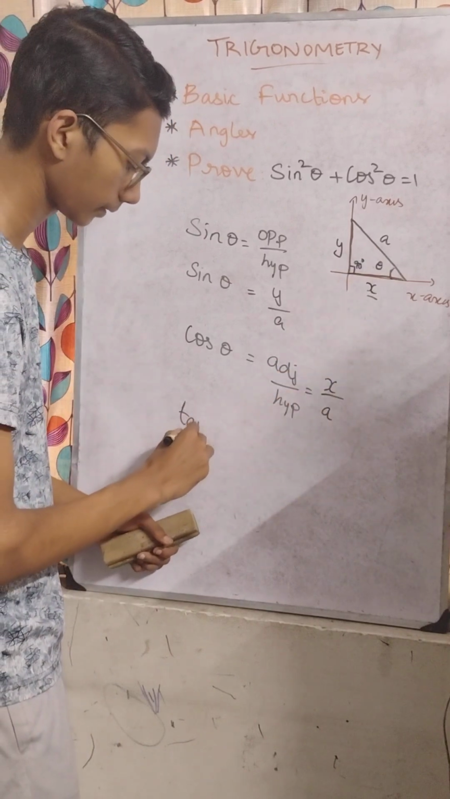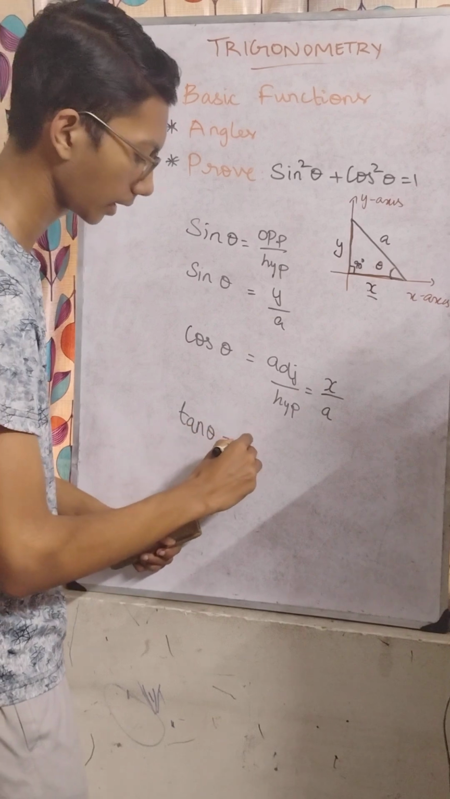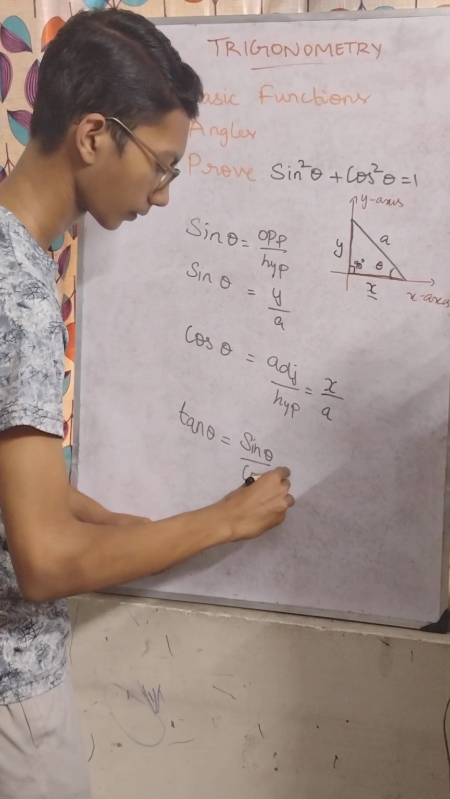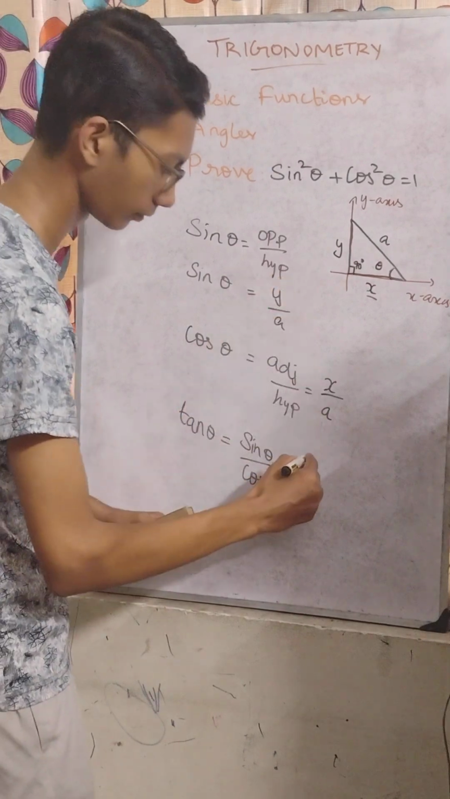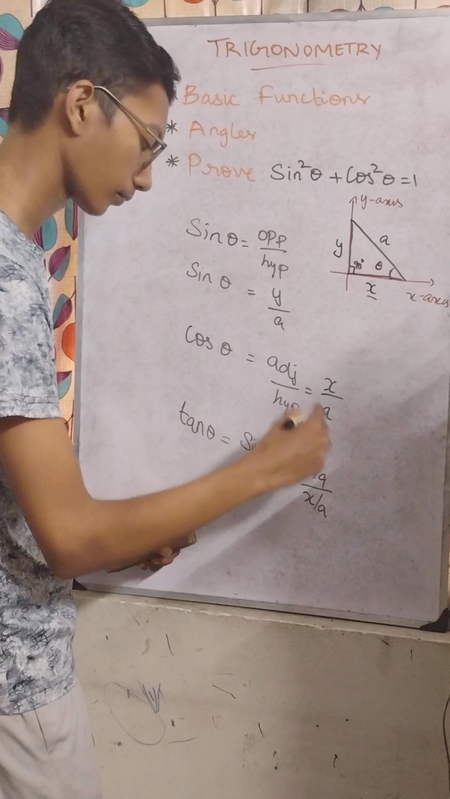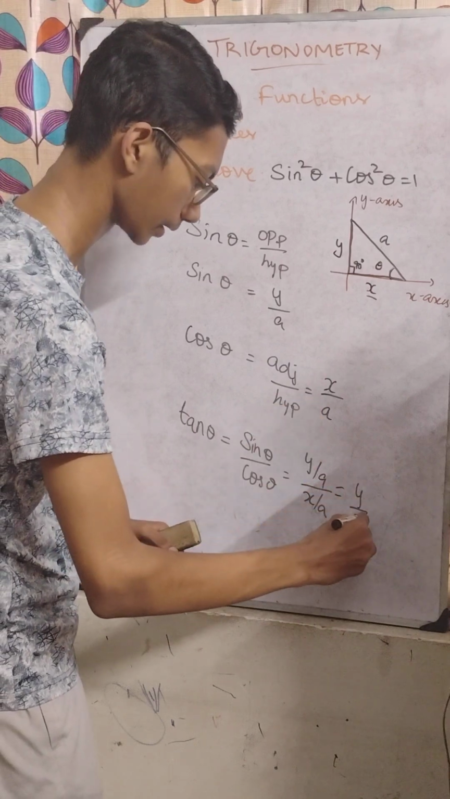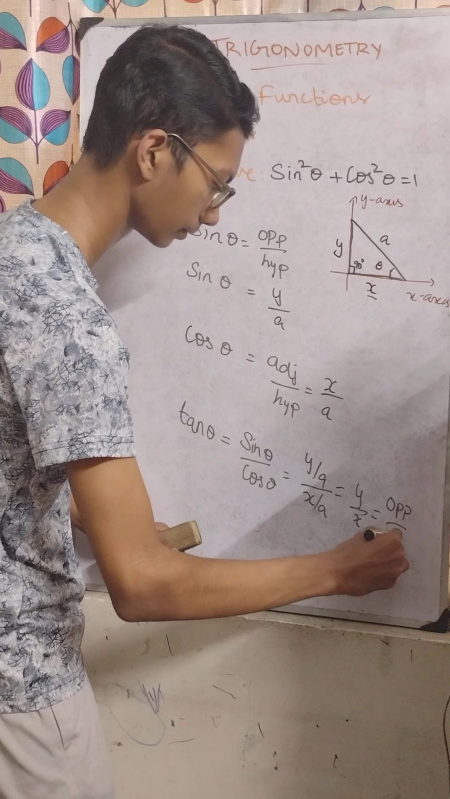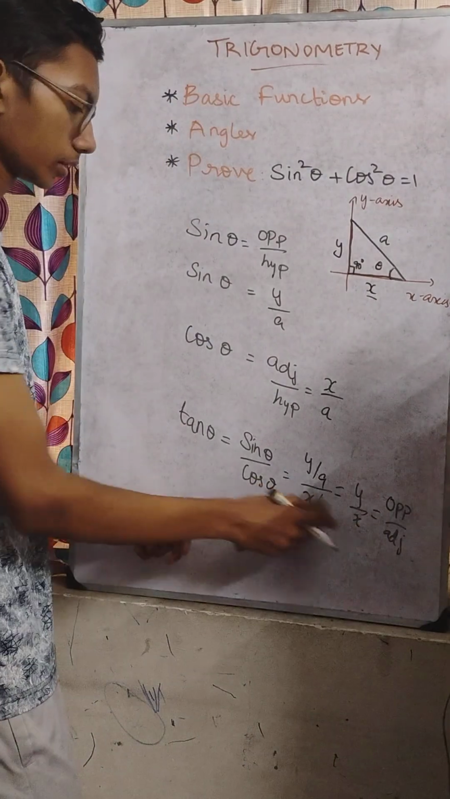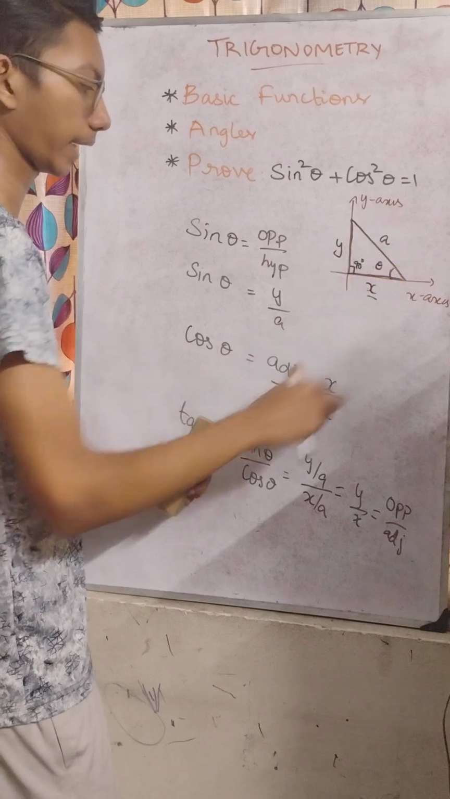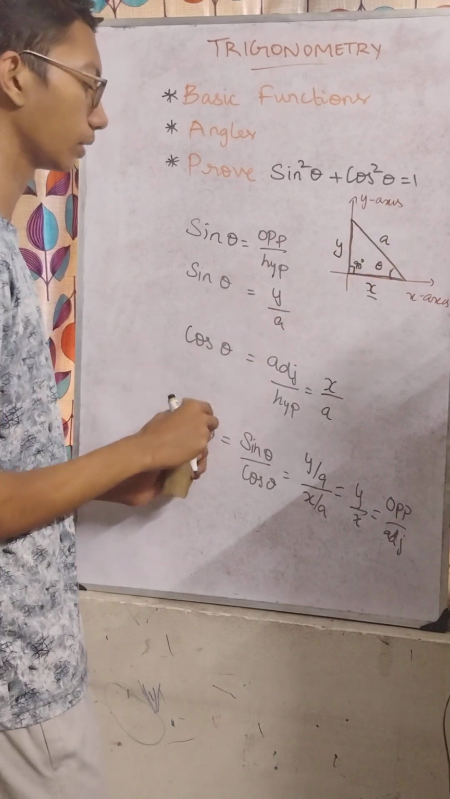For tan theta, we know tan theta is sine theta by cos theta. Taking the same formula here, we have y by a divided by x by a. So we have y by x, that is opposite by adjacent. So these are the sine theta, cos theta and tan theta for a given diagram. This is what the values will be.